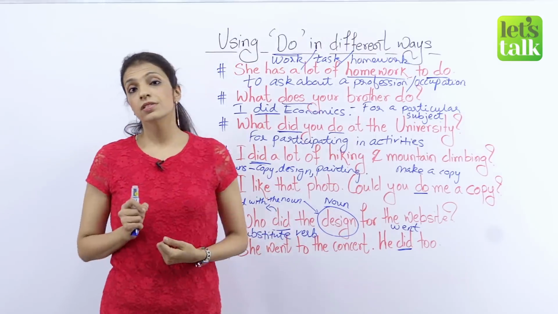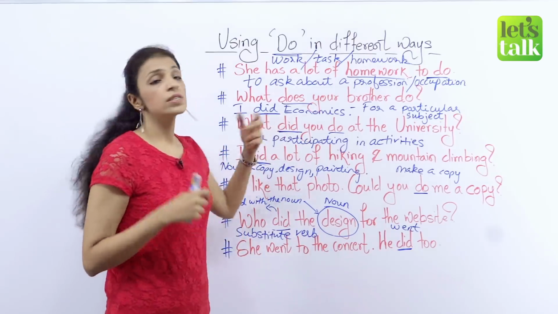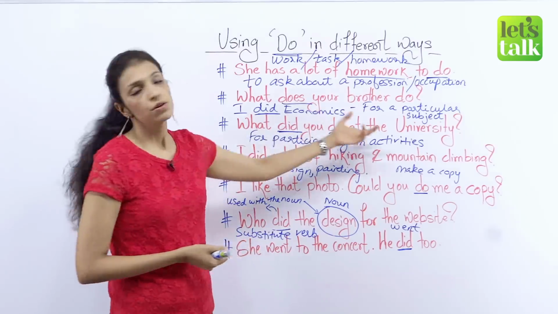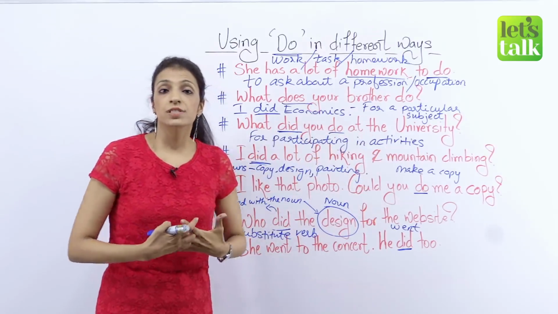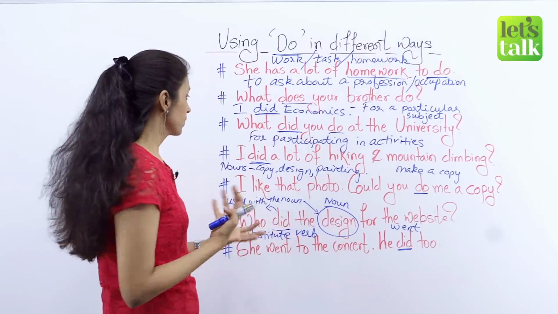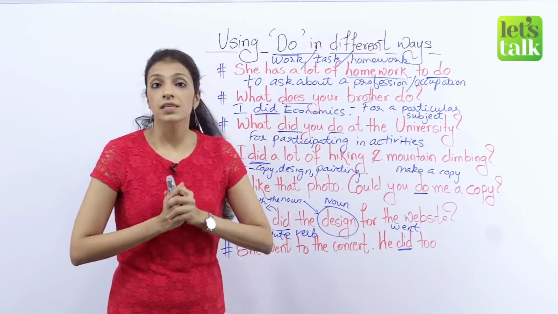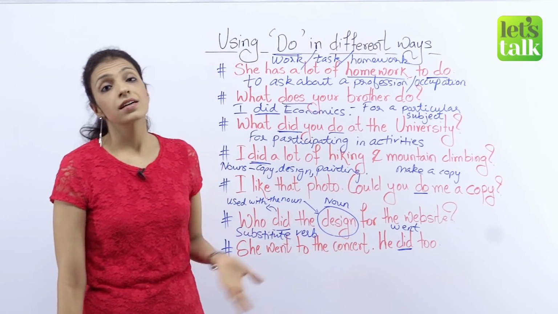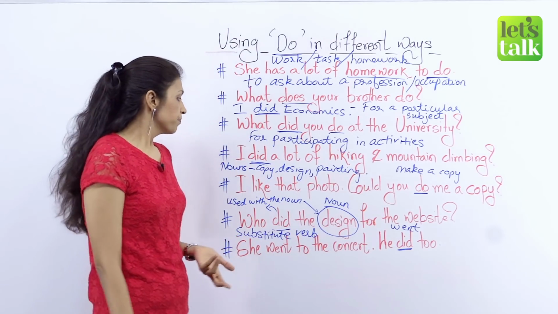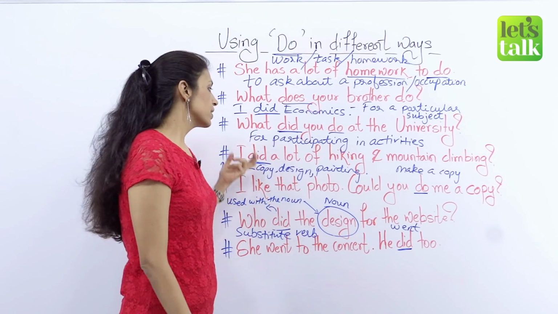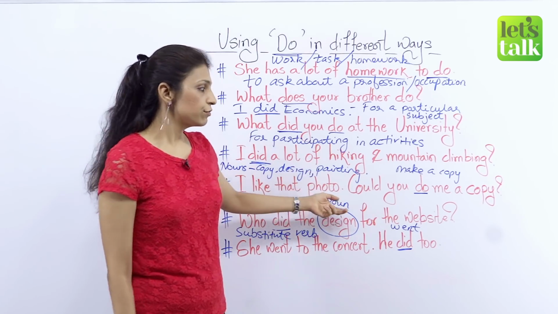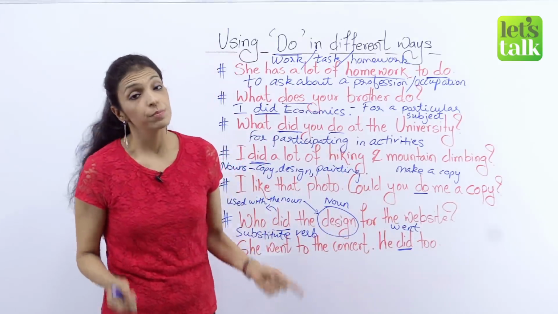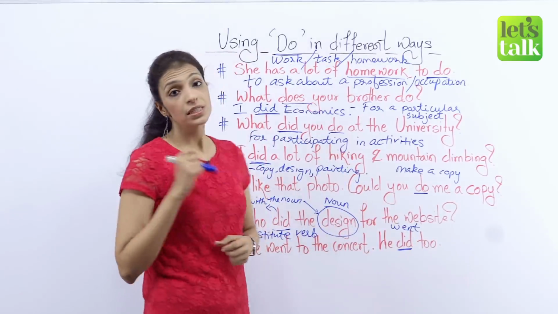Yes, very important. I'm sure this is new to know what subject you majored in at university. So what did you do at the university? Well, I did economics. For some people, it could be I did literature, right? Yes, when you participate in activities, I did a lot of hiking. In my school days, I did a lot of cycling. Fine. When you have nouns like copy, design, painting, I like that photo. Could you do me a copy? It's another way of saying, could you make me a copy? But remember, this is for informal speech.